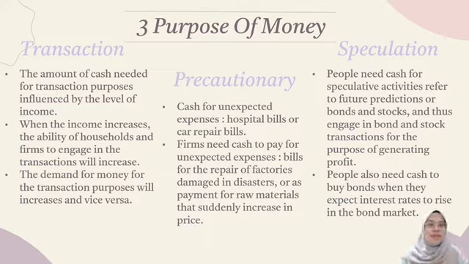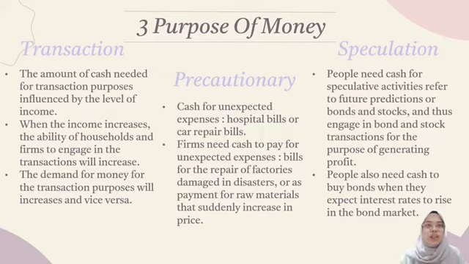The second purpose of money is precautionary motive. Cash for unexpected expenses such as hospital bills or car repair bills. Firms need cash to pay for unexpected expenses such as bills for the repair of factories damaged in disaster or as payment for raw materials that suddenly increase in price.